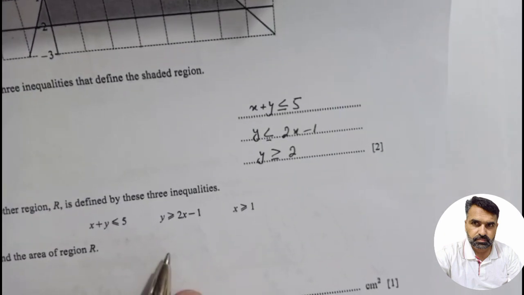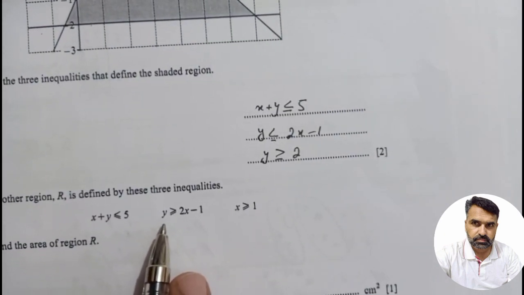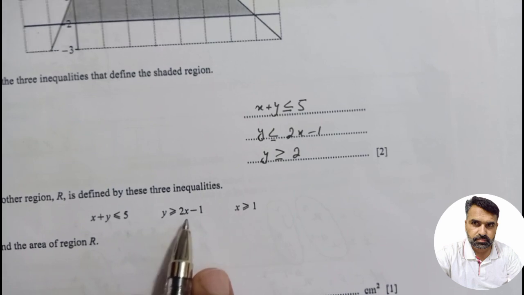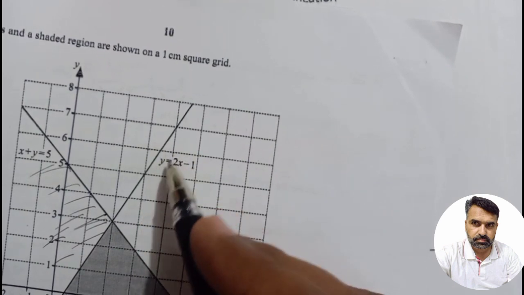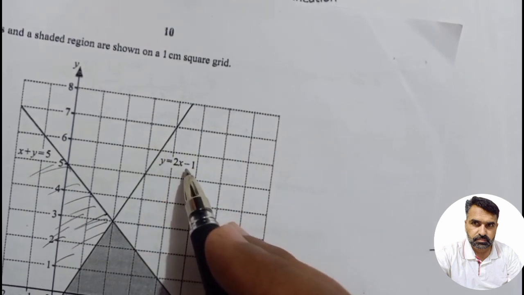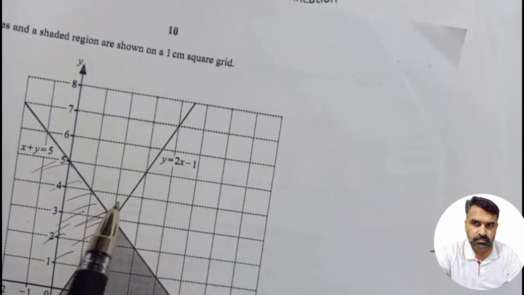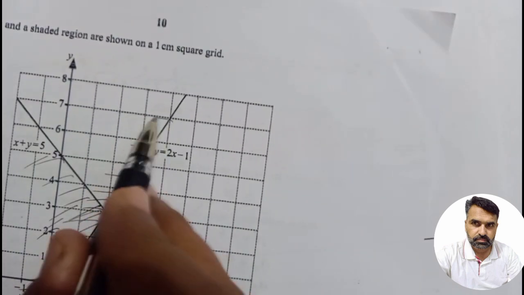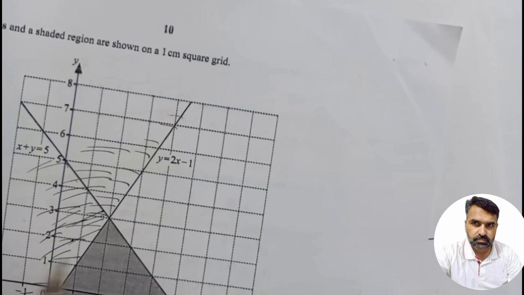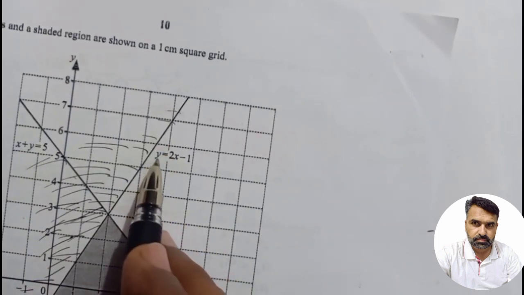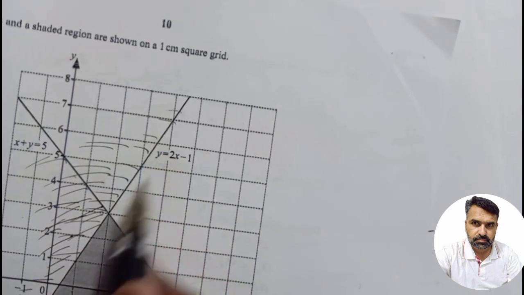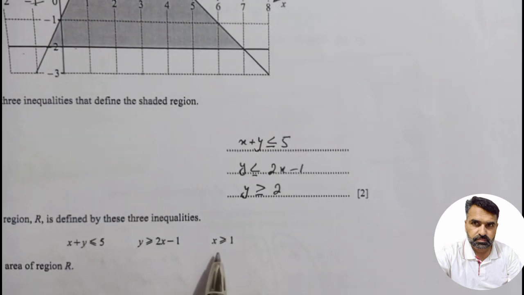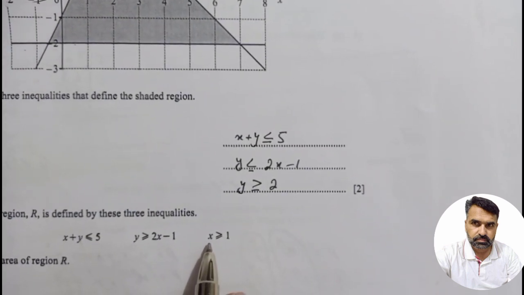Next, the second inequality, students, is y is greater than or equal to 2x minus 1, and this line is y is equal to 2x minus 1, and if it is greater, it is indicating the upper side or the left side of this line. Now look at the third inequality. X is greater than or equal to 1.